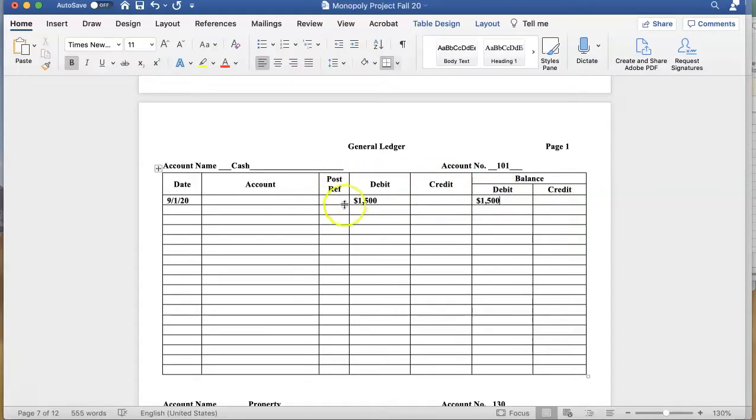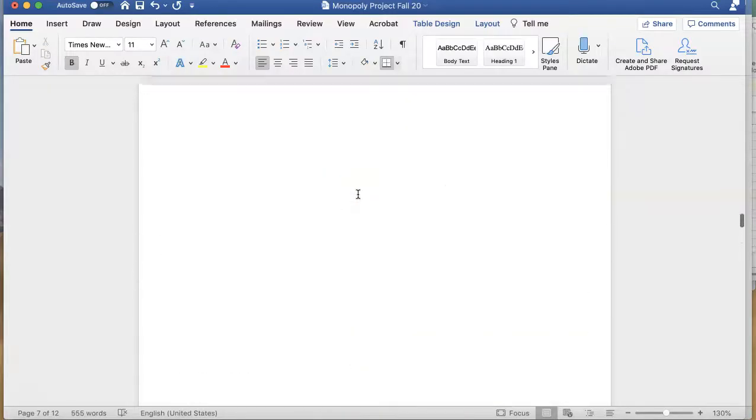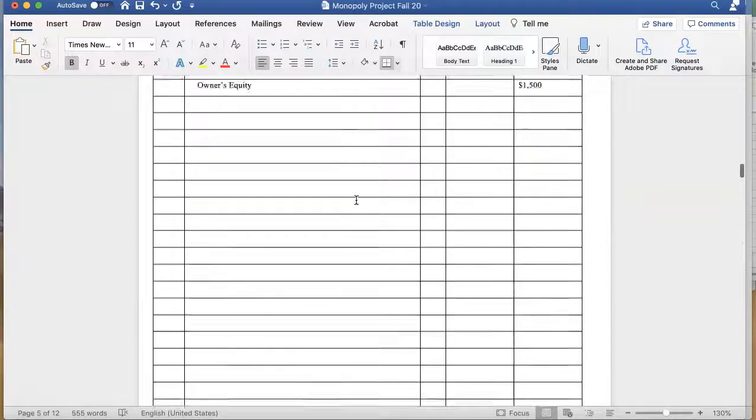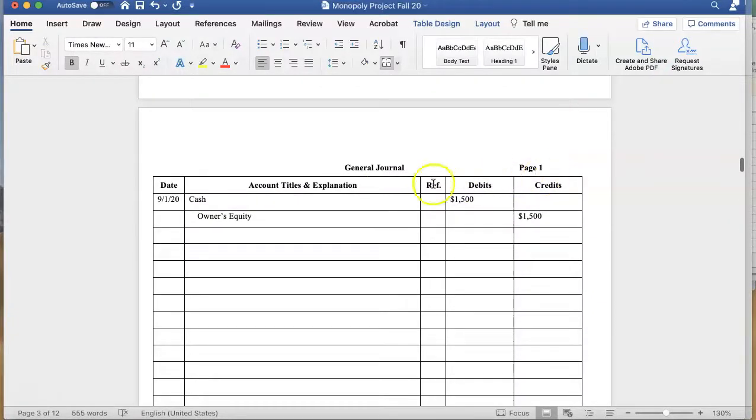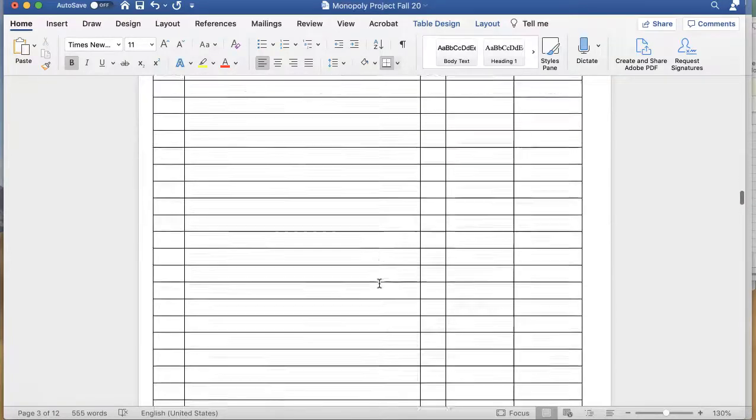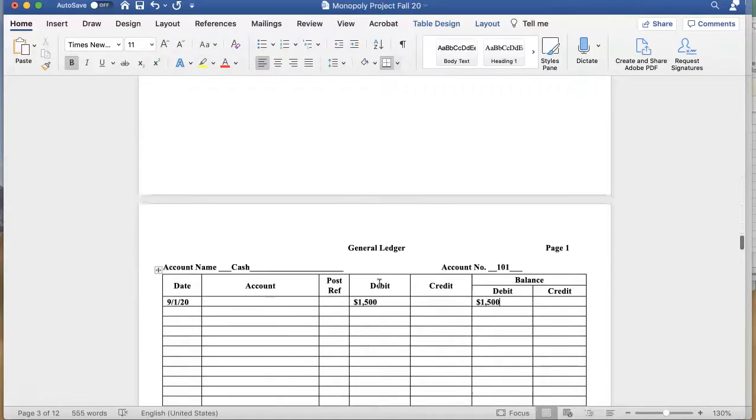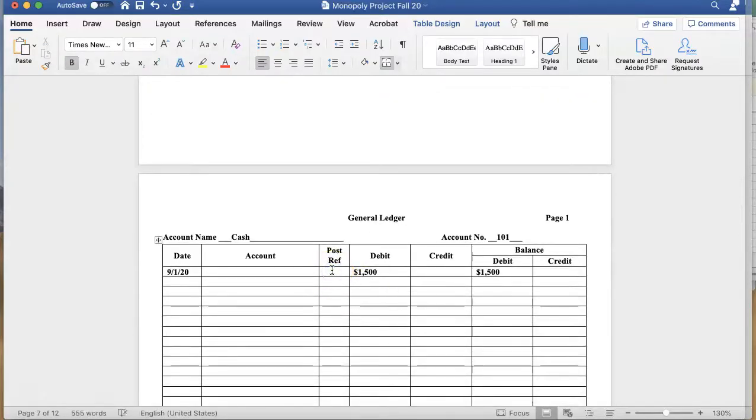Now see this column called post reference? That tells us where did this information come from. So let's scroll back up to the journal and let's look at this page number. So this is the general journal, page 1. If I go there, I see this transaction. So I'm going to call this GJ1. And so I'm going to enter GJ1 in my posting reference. So again, anyone that looks at this account can look back to page GJ1 and they should see this entry.